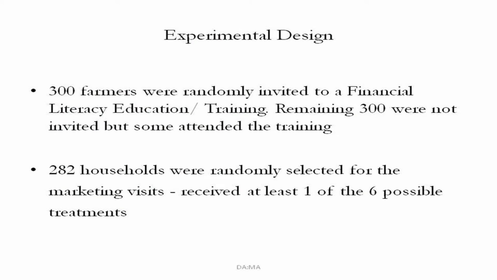So now what they do is they take 300 farmers, randomly selected from this group of 600 farmers, and put them in the financial literacy education or training program, and the remaining 300 were not invited to the training program. So, remember what you are doing now is this random assignment.